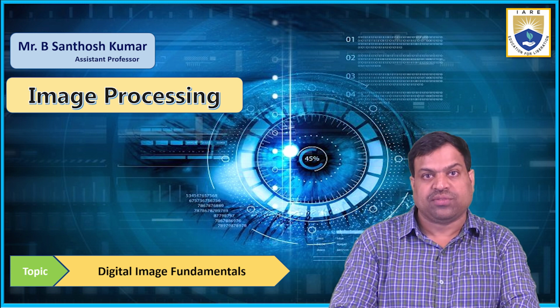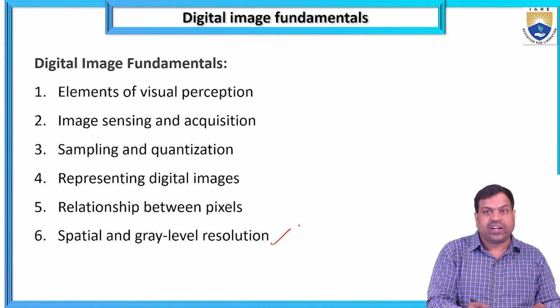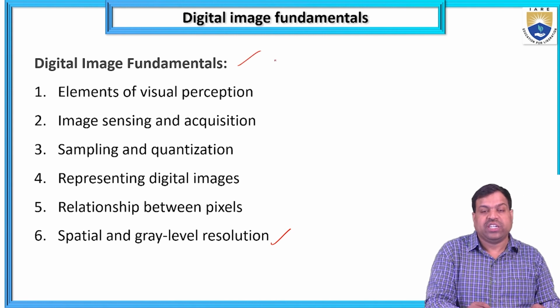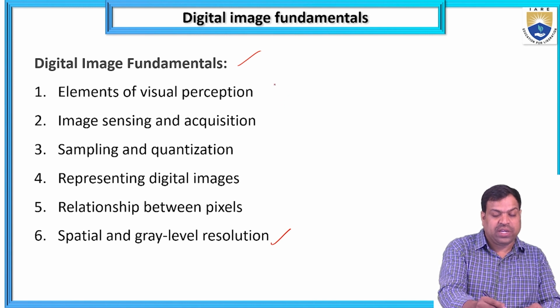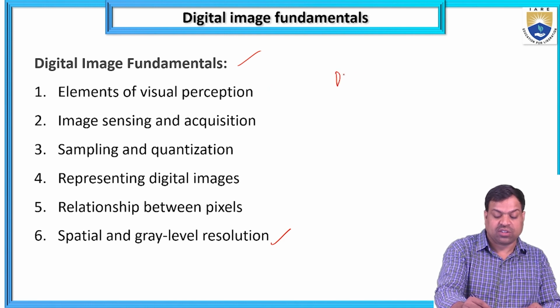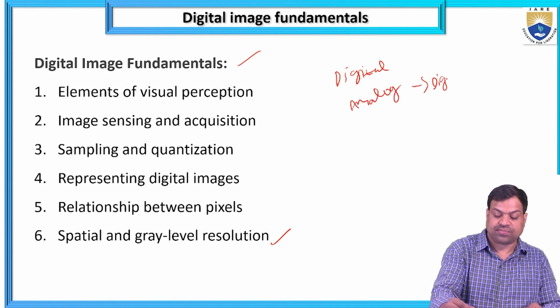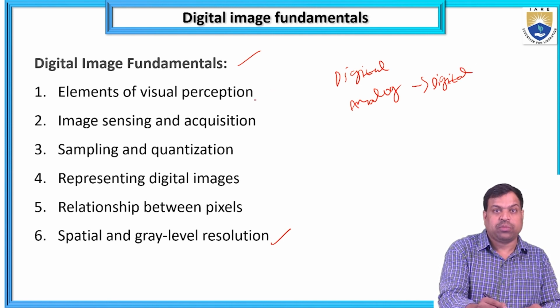Today I am discussing spatial and gray level resolution. Spatial and gray level resolution is part of digital image fundamentals. There are many types of digital image fundamentals. So, what are the image fundamentals? They are the components or elements we need for converting from analog to digital. There are many types of image fundamentals.